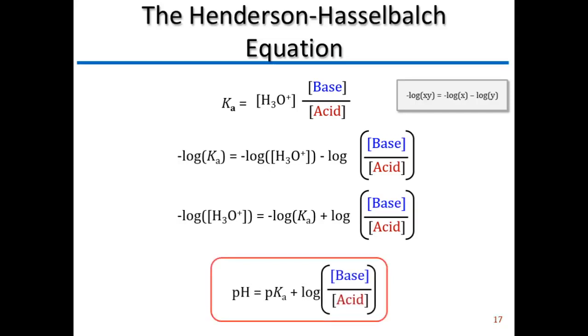So what we really have here is the Henderson-Hasselbalch equation. So we have pH is equal to the pKa plus the log of the concentration of the base over the concentration of the acid. And this is the useful form of the Henderson-Hasselbalch equation. You can rearrange it if you need to, but this is the most commonly used form. So make sure you know this equation.